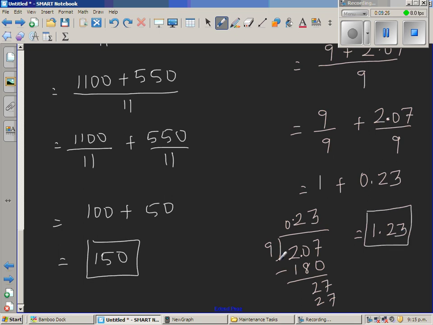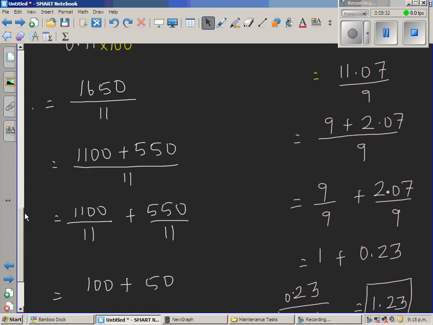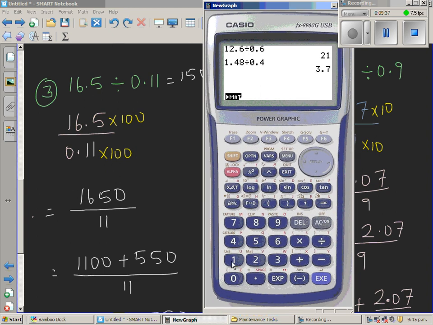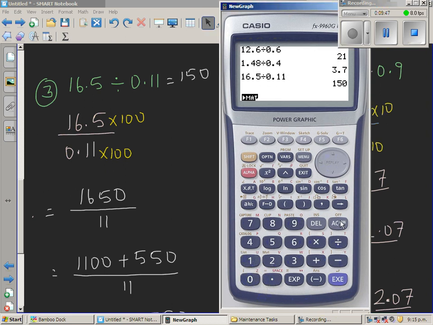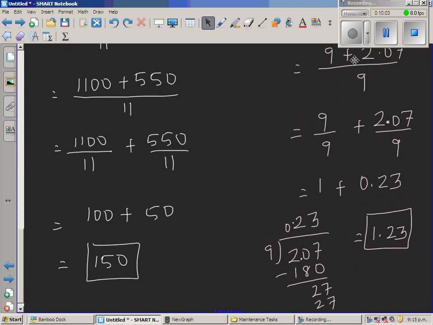Let us check whether our answer is right. Here's our calculator. The question was 16.5 divided by 0.11. The answer was 150. That's right. And finally, 1.107 divided by 0.9, which is 1.23. So all our answers are right.